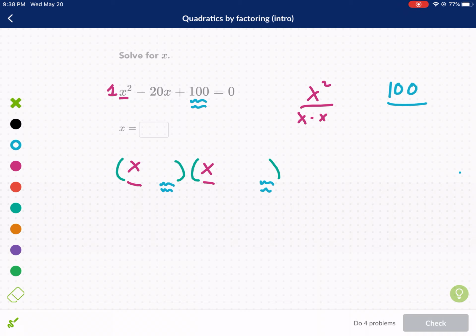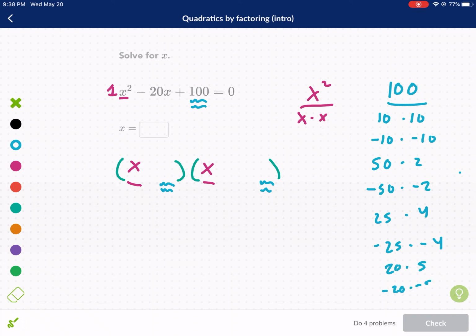Well, we have many things. We have 10 times 10. We have negative 10 times negative 10. We have 50 times 2. We have negative 50 times negative 2. We have 25 times 4. We have negative 25 times negative 4. And we have 20 times 5, and we have negative 20 times negative 5. Okay, so we have a lot of possibilities.